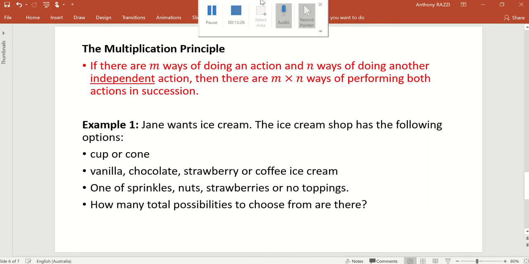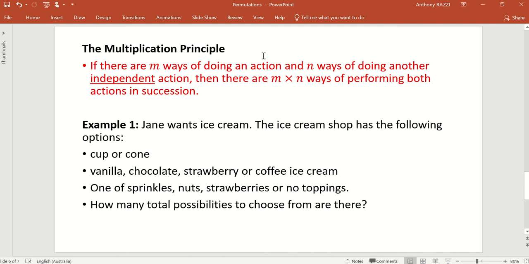Now, just a quick recap from last lesson. We looked at the multiplication or product principle: if you're doing 2 separate actions, then you can work out how many ways there are of performing both of them, one after the other, by multiplying the number of ways of the different actions. So for argument's sake, ice cream store: cup or cone, different flavors, different toppings. It would be 2 times 4 times 1 times 4. So 2 times 4 is 8, 8 times 4 is 32. So there's 32 total possibilities to choose from. That's the product or multiplication principle.